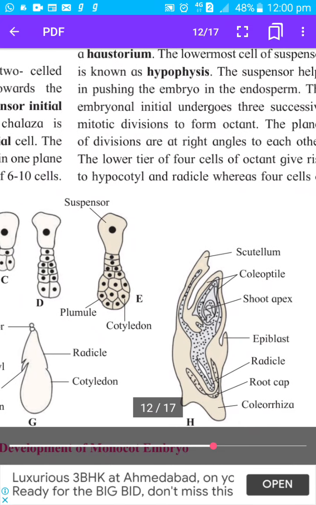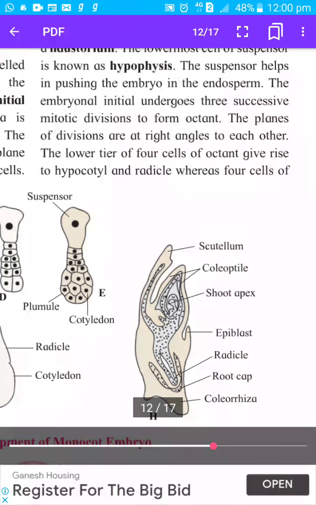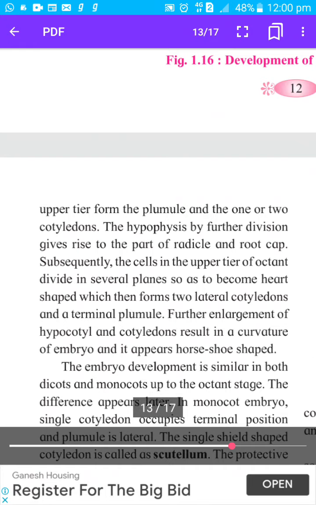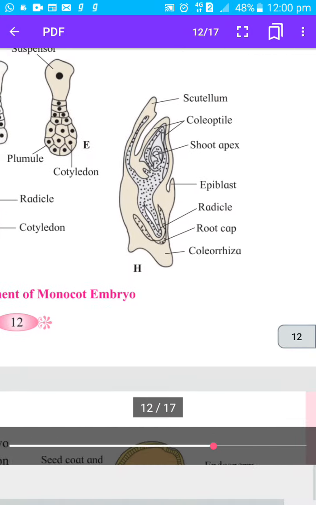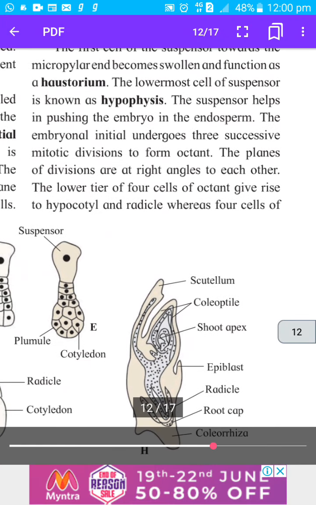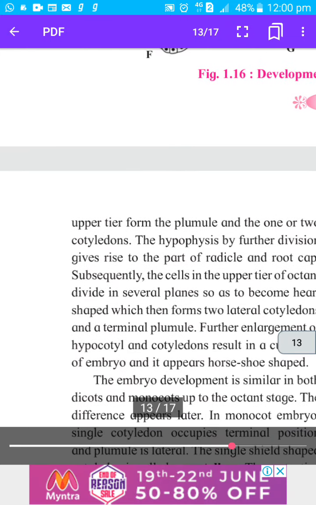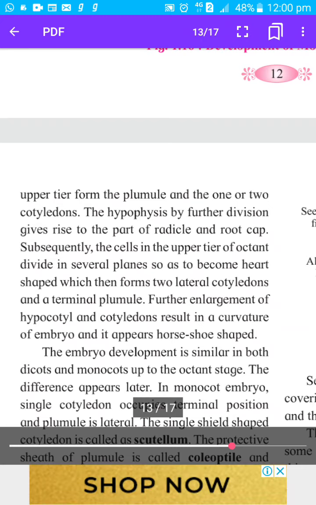The lower tier of the 4 cells of the octant gives rise to hypocotyl and radicle, whereas the 4 cells of the upper tier form the plumule and the 1 or 2 cotyledons. So from the upper 4 cells there will be a plumule. Plumule means the part which will grow into stem or shoot. So the upper 4 cells will develop into plumule.